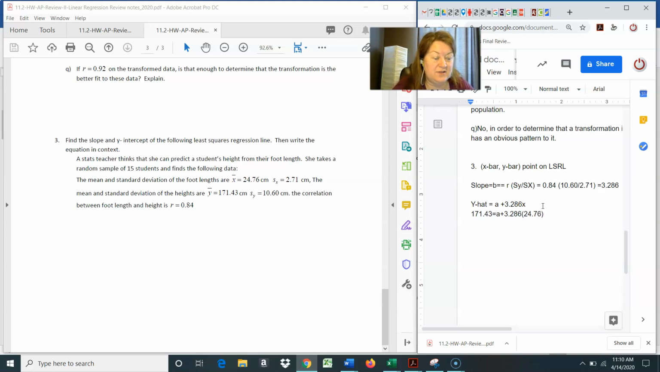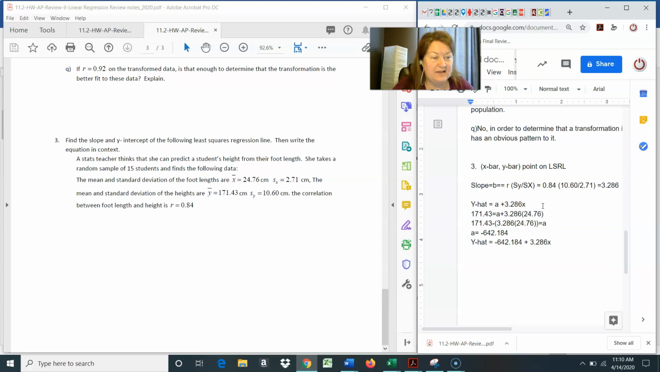Then I'm just going to use algebra to solve for a. So I have 171.43 minus the quantity 3.286 times 24.76 equals a. When I do that, hopefully I did this right, I get that a equals negative 642.184. Now I'm going to go back into my equation, which is y hat equals negative 642.184 plus 3.286x, not in context yet.